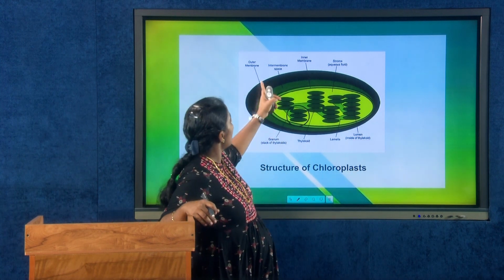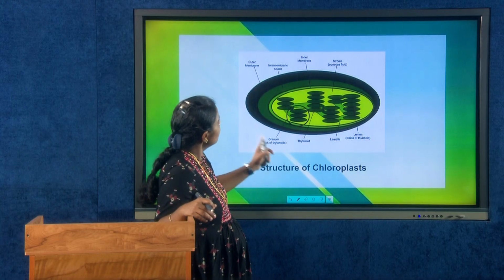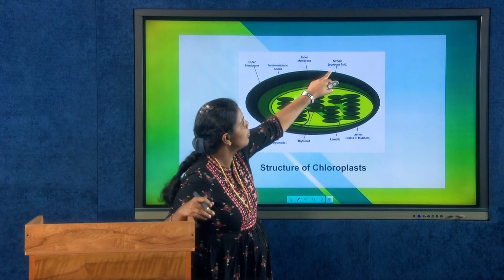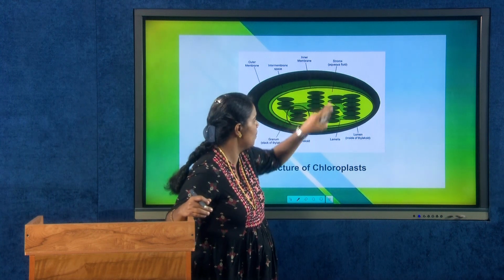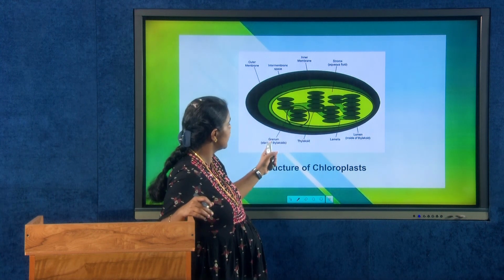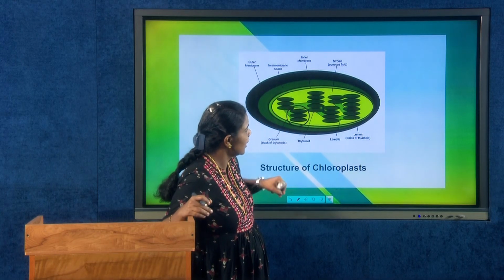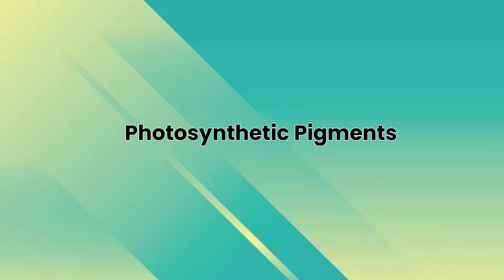You can see the outer membrane, here the 2-layered outer membrane. Then you have the inner membrane, you have the aqueous fluid stroma. Inside you can see the granum, which is a stack of thylakoids. This is the thylakoid. Now, let us see what are the photosynthetic pigments.